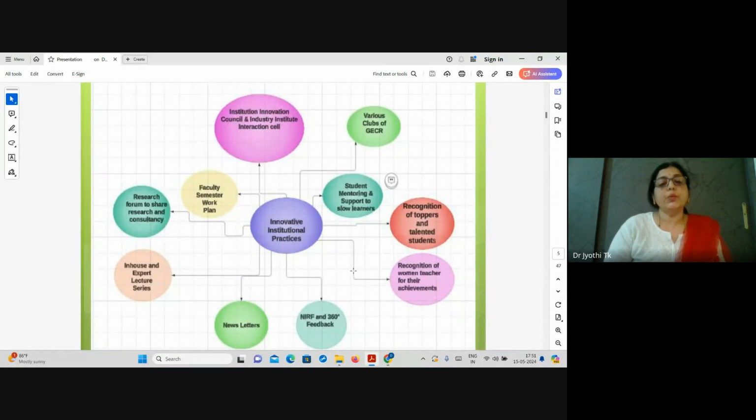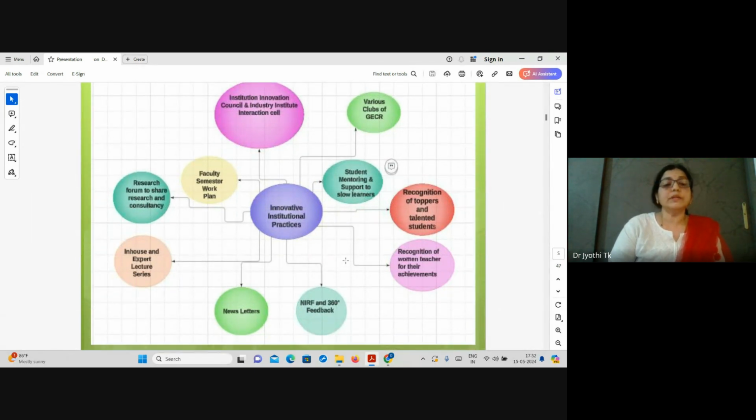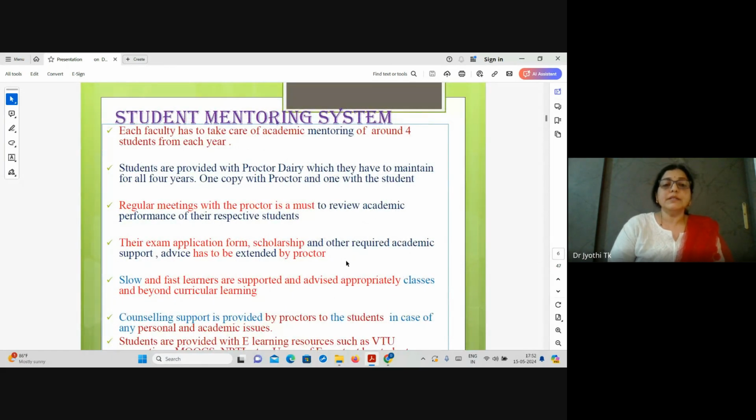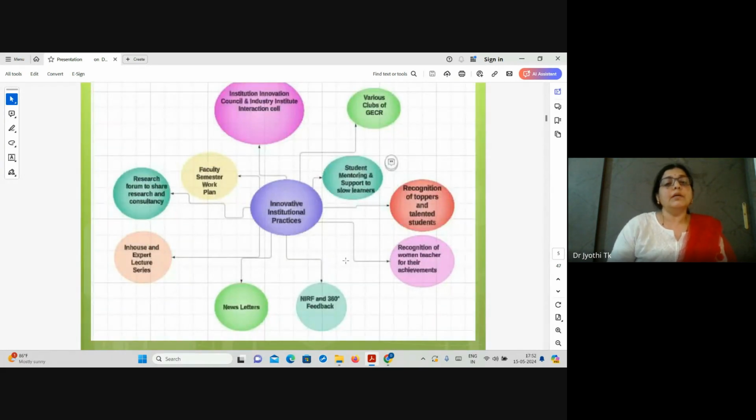These are the innovative institutional practices: student mentoring and support to slow learners, recognition of toppers and talented students, recognition of women teachers for their achievement, then NIRF and 360-degree feedback. We also have newsletters, in-house and expert lecture series, a research forum to share research and consultancy activities, faculty semester work plan, institution innovation council, and industry institute interaction cell.